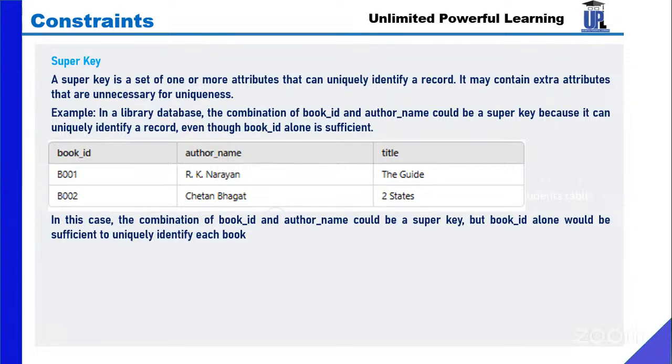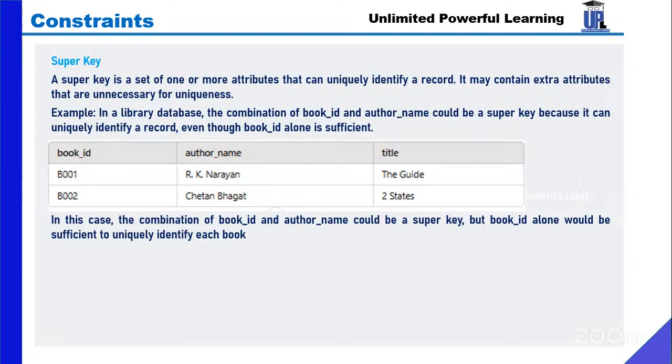Rehana, you have a question? Yes, tell me. For the super key, if book ID and author name are together used as a super key, can there be multiple entries for the author name? Like if there is book 003 and written by the same author. You mean there will be multiple author names? Yes. See, book ID is sufficient. Sometimes what we do is book ID plus author name. My question is, for a super key, should both columns be unique?